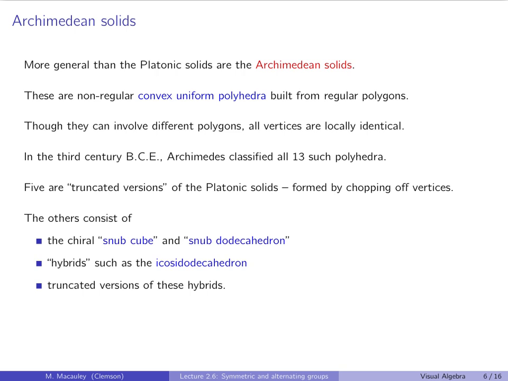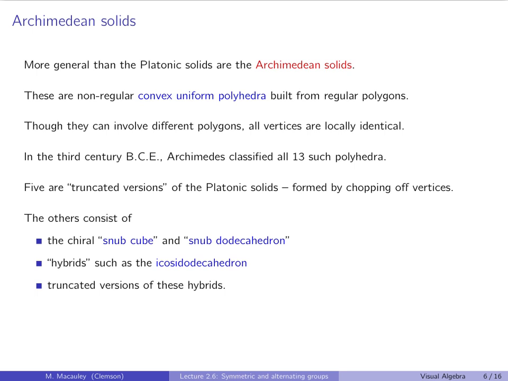5 are truncated versions of the Platonic solids formed by chopping off vertices, and the others consist of the chiral snub cube and snub dodecahedron. I'll show you pictures of these soon. And by chiral, I mean it is not equal to its mirror image. So it's like the 3-dimensional version of a pinwheel. There are hybrids, such as the icosidodecahedron, and then there are truncated versions of these hybrids.